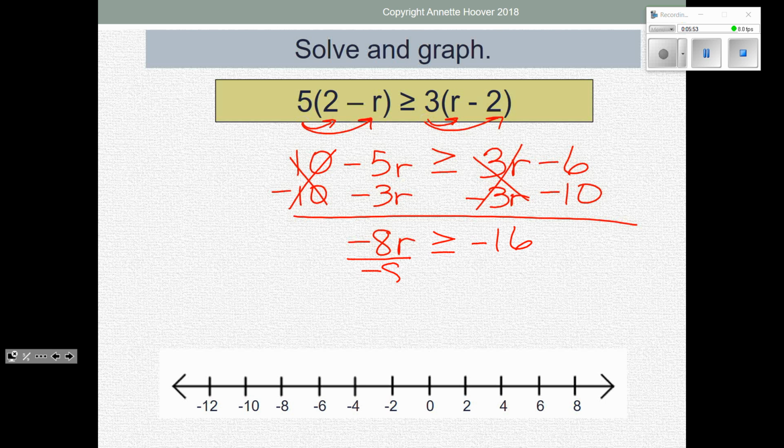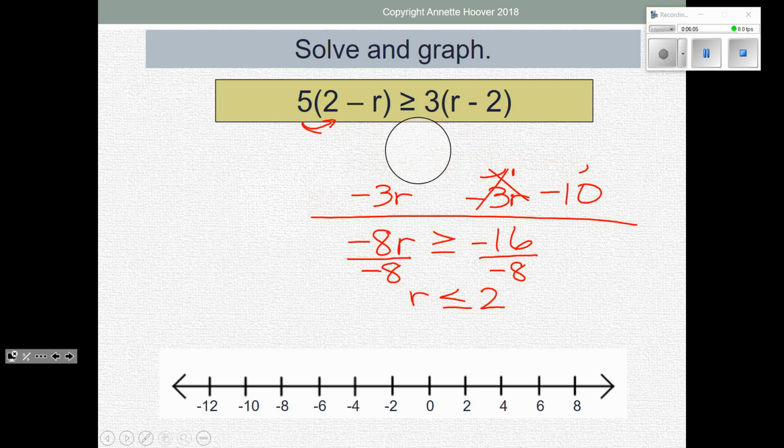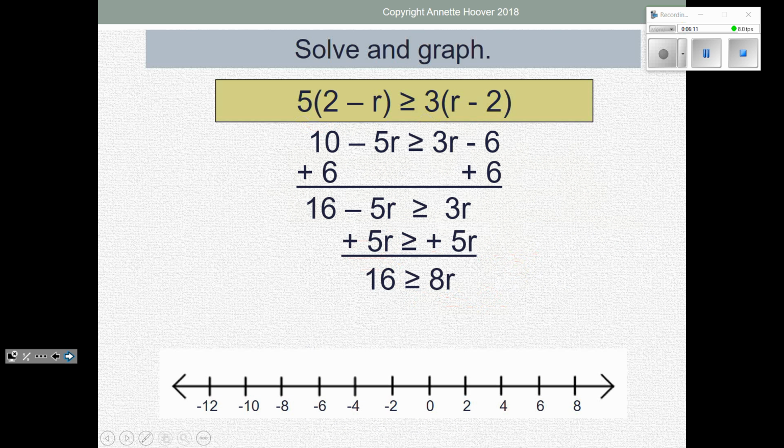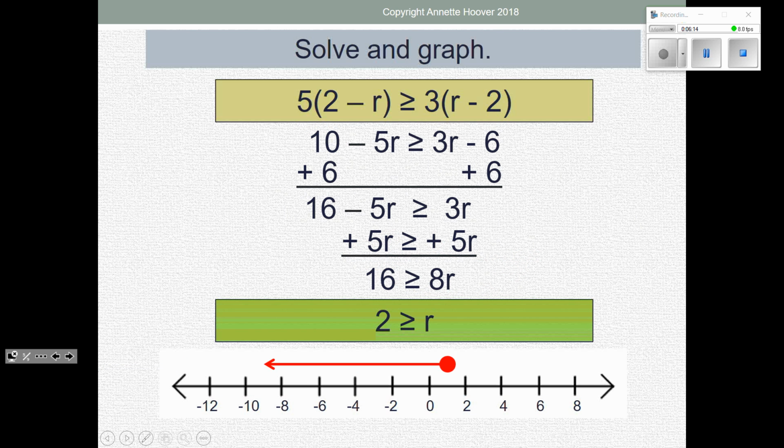Then when we divide by our negative 8, a negative number, we flip the sign. So r is less than or equal to a positive 2. So when we are graphing that, we're going to make sure that we put in a colored in dot onto 2, and we draw the arrow to the left. That concludes the lesson on multi-step inequalities.